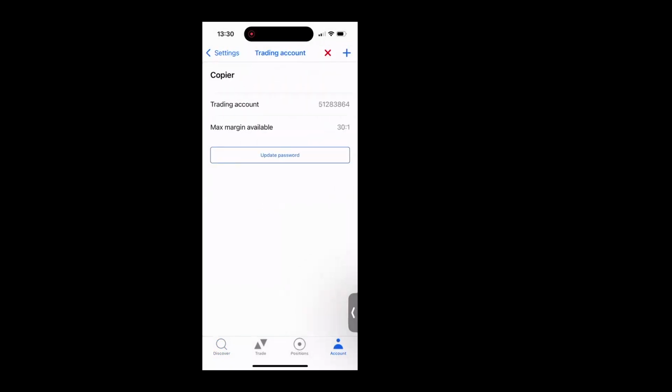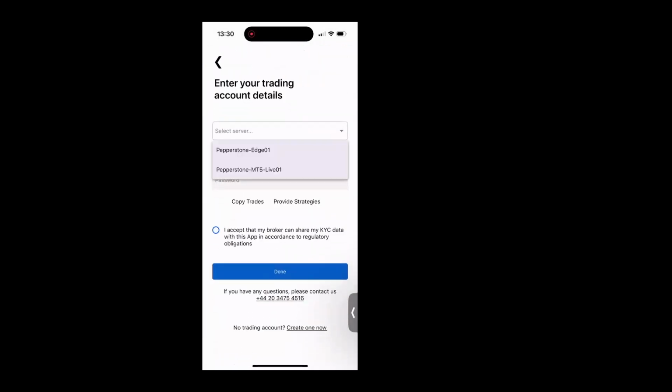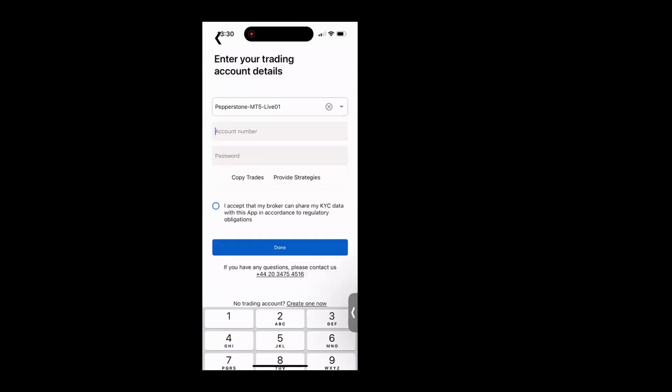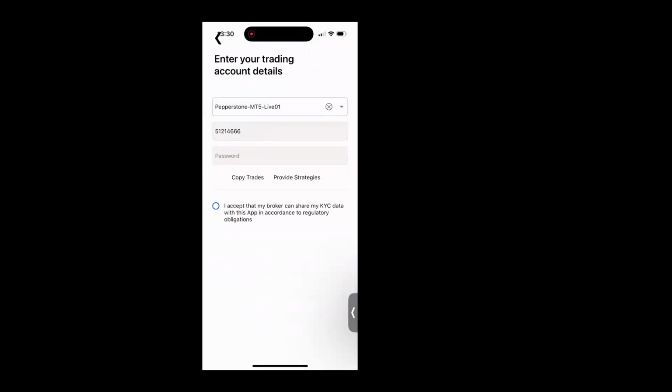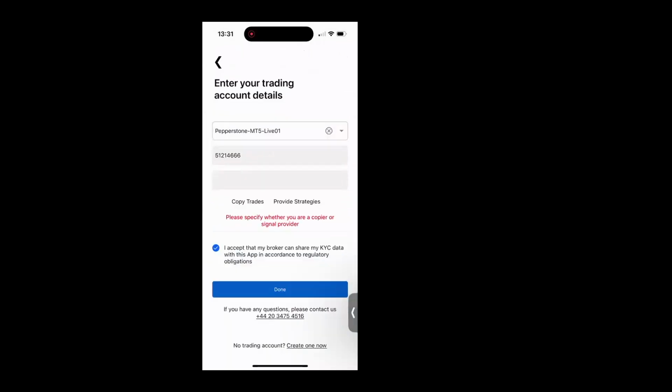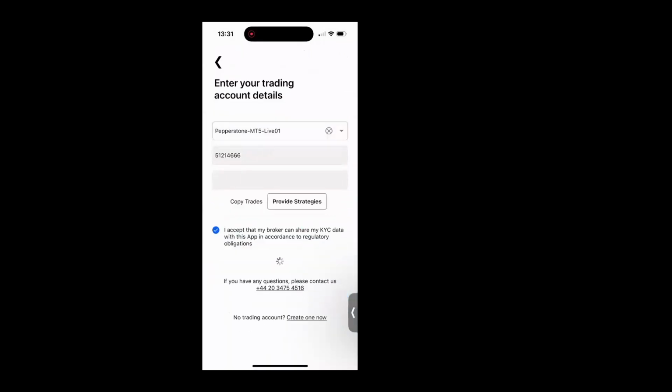I have numerous different test accounts here on the side, and I was just making sure I'm connecting to the right ones. So, just like before, I've chosen the server, chosen the username, the MT5 number, and I'm now entering the MT5 password. But this time, I'm going to choose provide strategies, unlike being a copier.